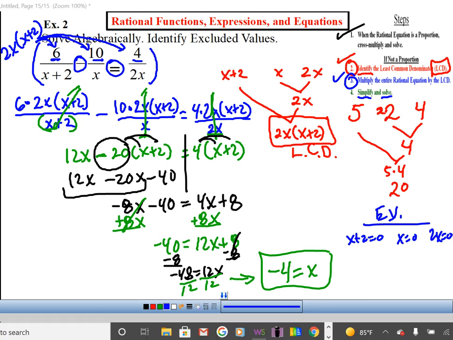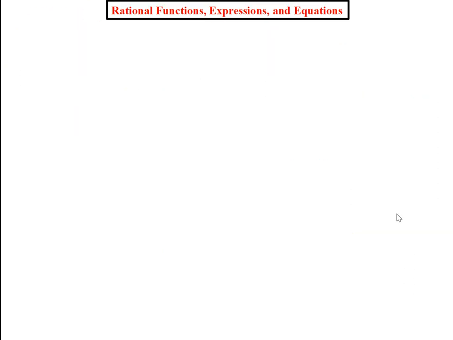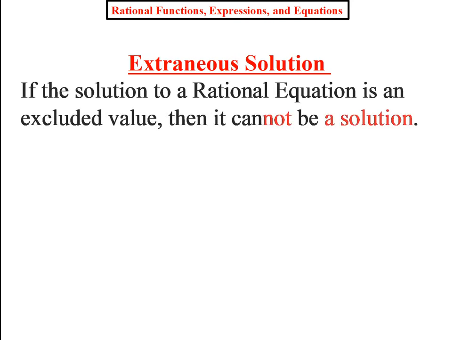Before you go, I know you're packing up and the bell already rang. Look up really quick. Tonight you're going to see something called extraneous solution. What does that mean, Mr. Q? When you solve your equations, then you get your excluded value. If one of the excluded values comes out as a solution, then that excluded value cannot be a solution. That's known as an extraneous solution.